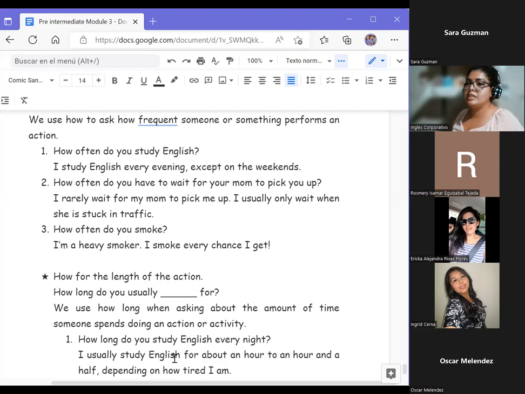So in that case, we have this answer. Usualmente estudio inglés una hora o una hora y media, dependiendo de cómo de cansada esté. So in that case, you can answer that question saying, I usually don't study at night because I have to work on another project, but I prefer studying English in the morning or in the evening. Or you can use the information that you have when you study English or when you practice your English skills.